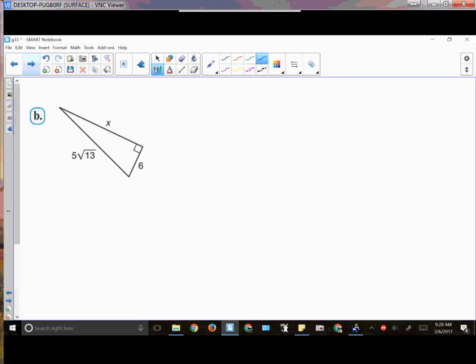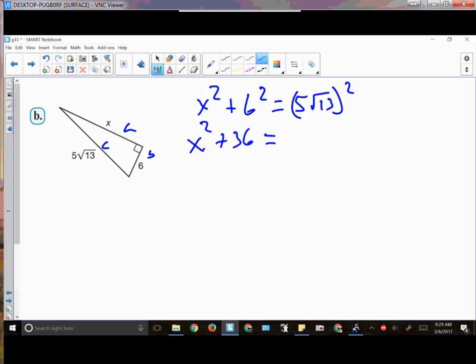So, let's try this one. So I'm going to say that this one is, oh, I can't say that one's A, can I? That's got to be what? C. And this can be A, that can be B. So we end up with x squared plus 6 squared is equal to 5 square root 13 squared. So x squared plus 36 is equal to what?